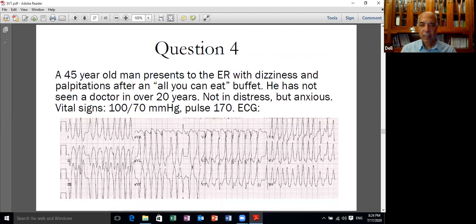He is not in distress but anxious. Vital signs: blood pressure 100/70 millimeters of mercury and pulse 107. And this is the electrocardiogram. Obviously, most of you will recognize it.